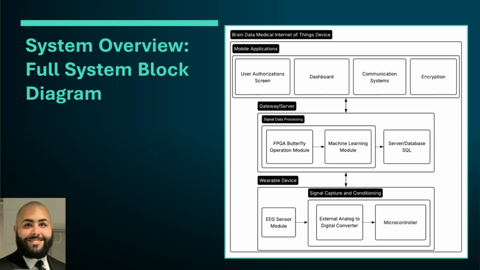For this section of the presentation, I'll be going over the system overview of the full system block diagram. The diagram that's shown goes over three major subsystems for the brain data medical Internet of Things device. These three subsystems consist of a mobile application, gateway/server, and wearable device. When we start looking at the wearable device, we start with collecting EEG sensor data.